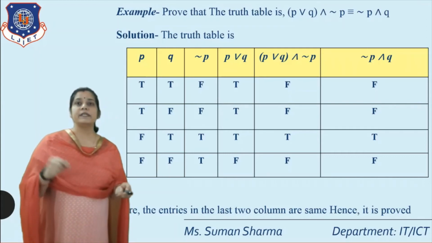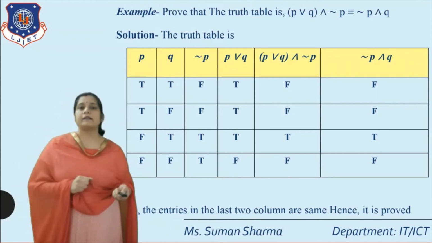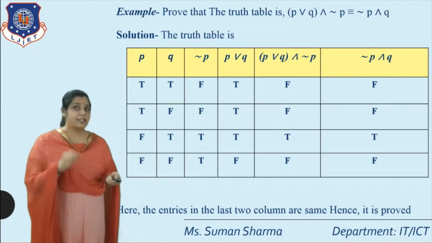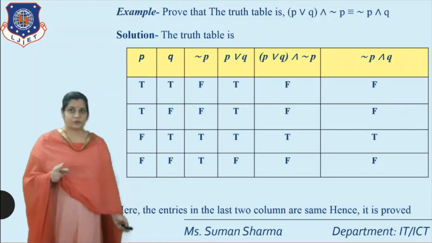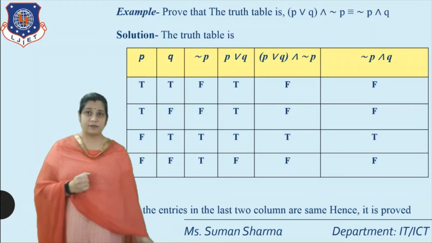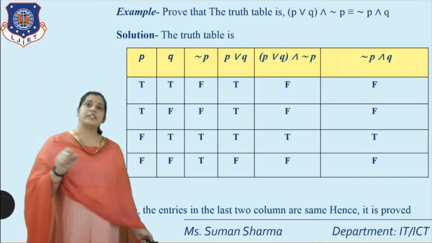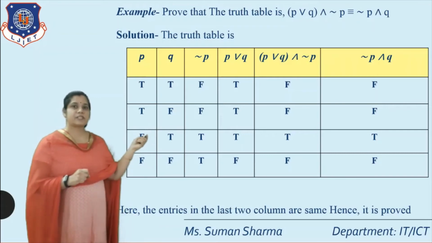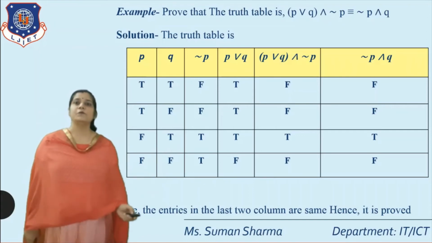Okay, so here (P ∨ Q) ∧ ¬P, that means we take the fourth column and the third column, and we find the conjunction. So what is the process? In the conjunction, if both statements are true, we write true. Otherwise, all the remaining entries are false. So here, TF equals F, FT, TF equals F, TT is equal to T, and TF is equal to F.